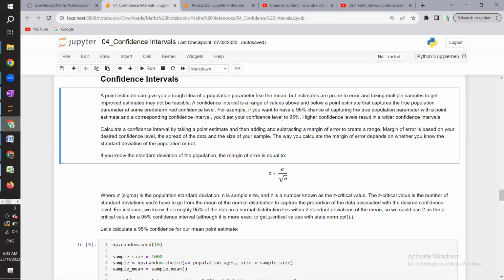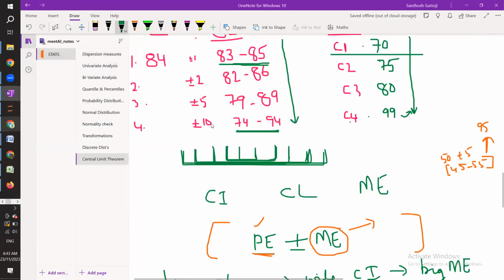And what is the relation between this confidence level and confidence interval? A higher confidence level results in a wider confidence interval. That means what?